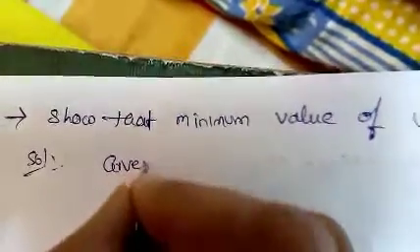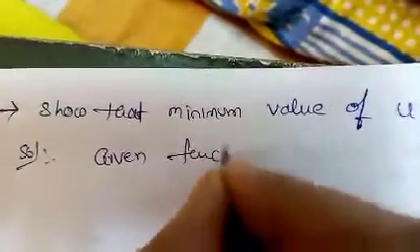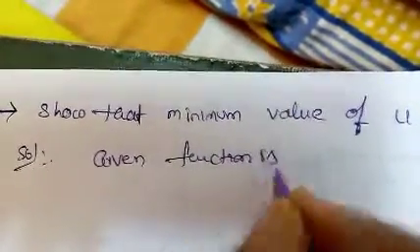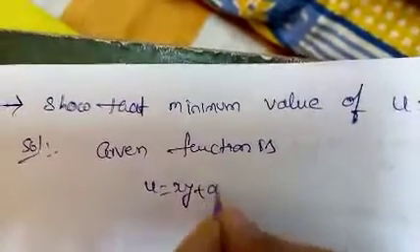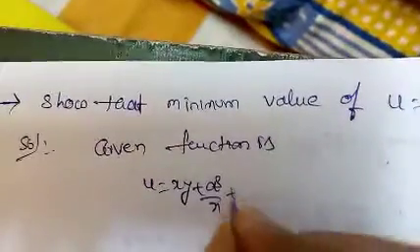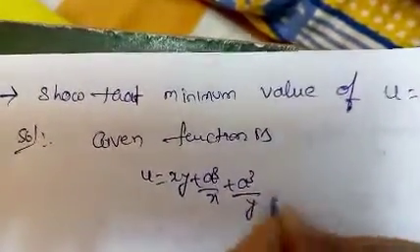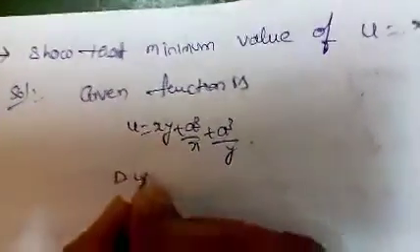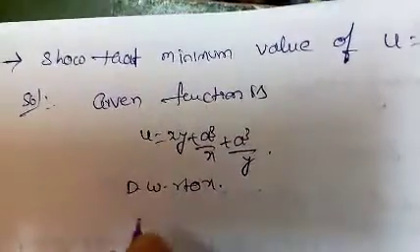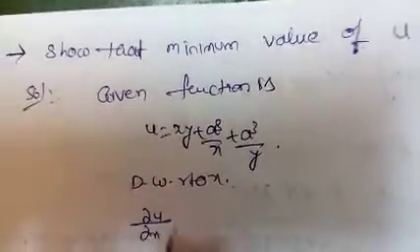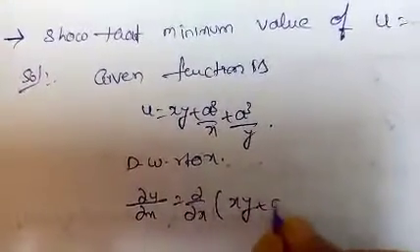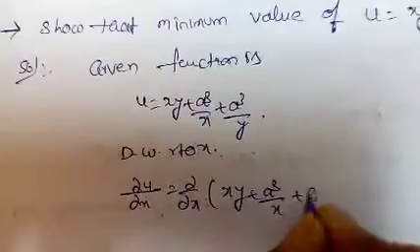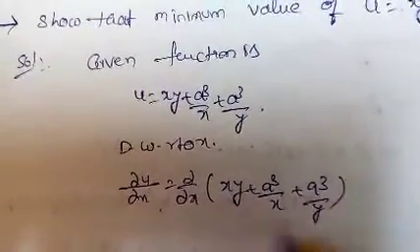Solution. Given function is u equal to xy plus a cube by x plus a cube by y. So now differentiating with respect to x. So then dou u by dou x equal to dou by dou x of xy plus a cube by x plus a cube by y.